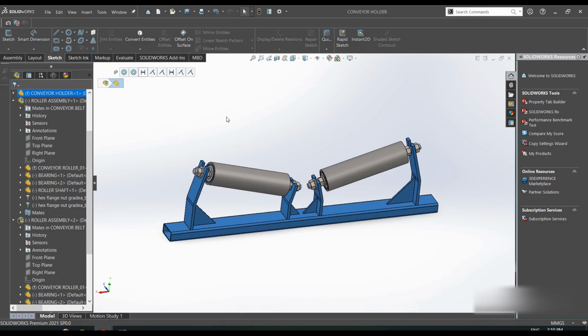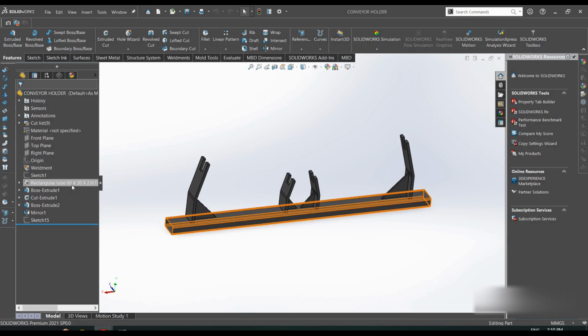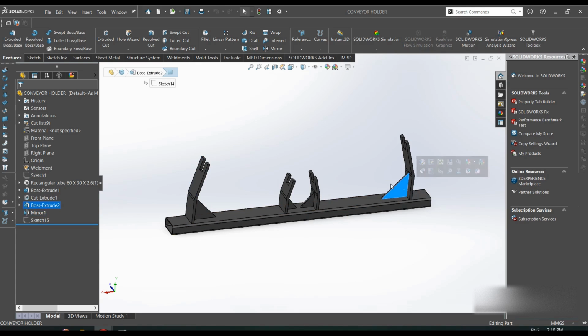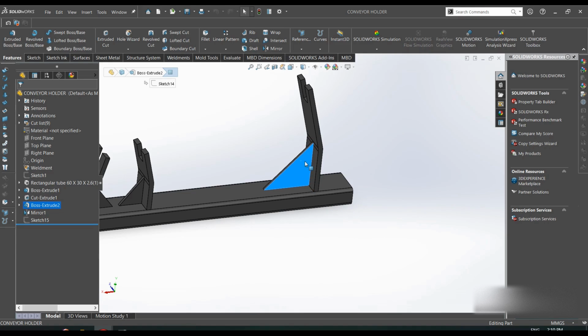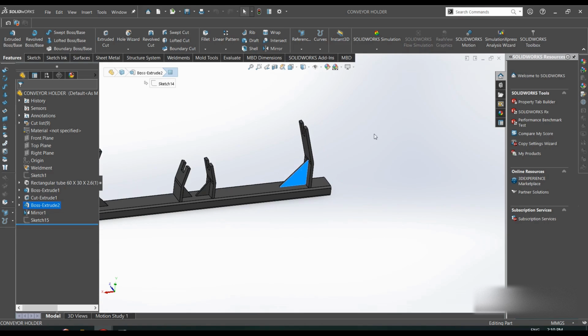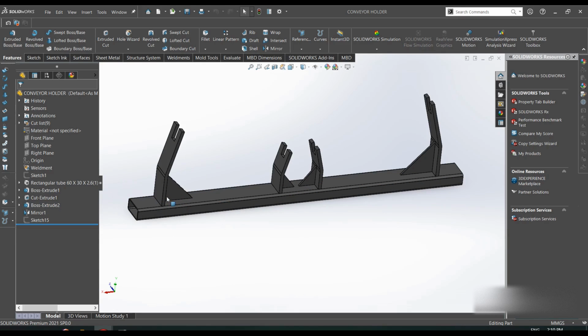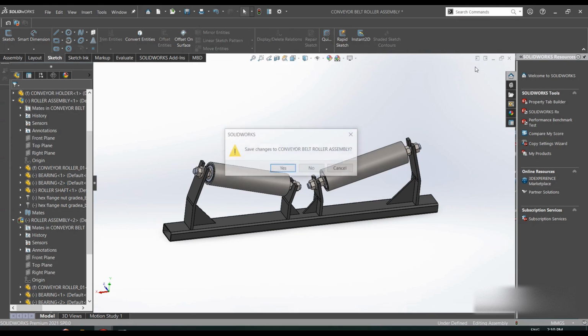Let me go to the frame and show you. This is 60 by 30. This is just 8 mm thick, and this one can be around maybe 4 mm, just because it doesn't need to be too thick to do its work. So that's it for the rollers.